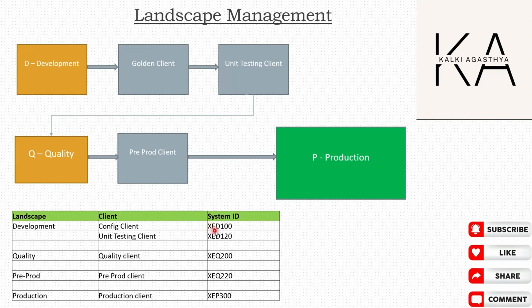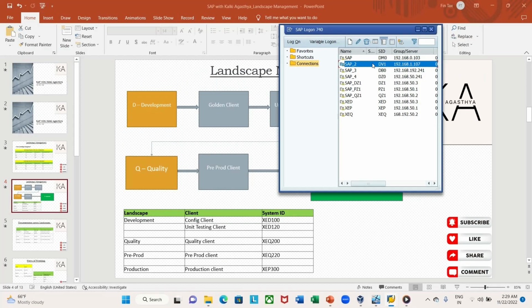Coming back to the same slide, here we can see 100 referring to the development system, which is specifically a golden client or the config client, 120 referring to the unit testing client, 200 referring to the quality client, 220 referring to the pre-prod client, and 300 referring to the production system. Now let's check how it looks in the system practically, right? So this is the logon pad. It's the user interface screen where we can see different system IDs.